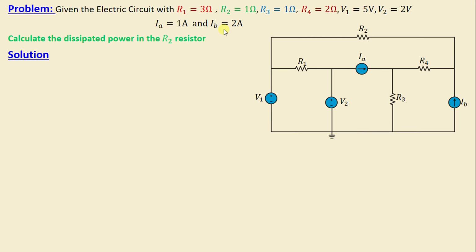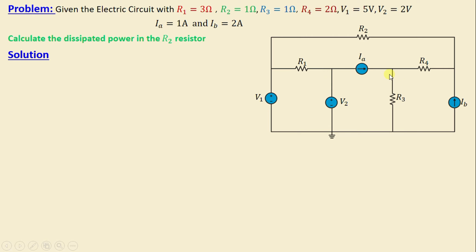Let's move on to the solution. First, let's begin by defining the number of meshes in this network. It's evident that there are 4 meshes. This is mesh number 1, mesh number 2, mesh number 3, and mesh number 4.